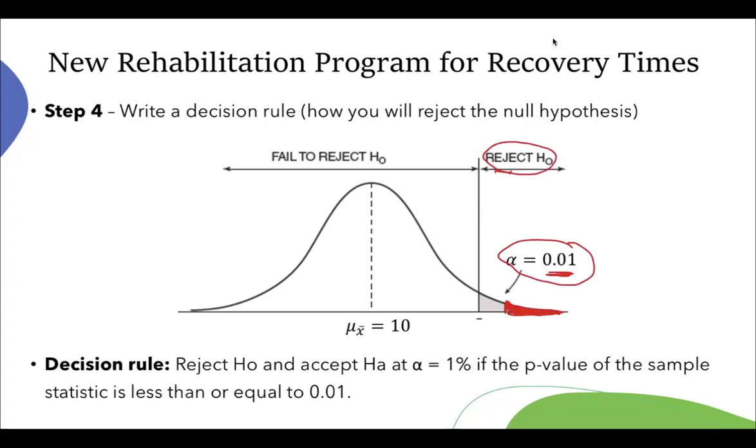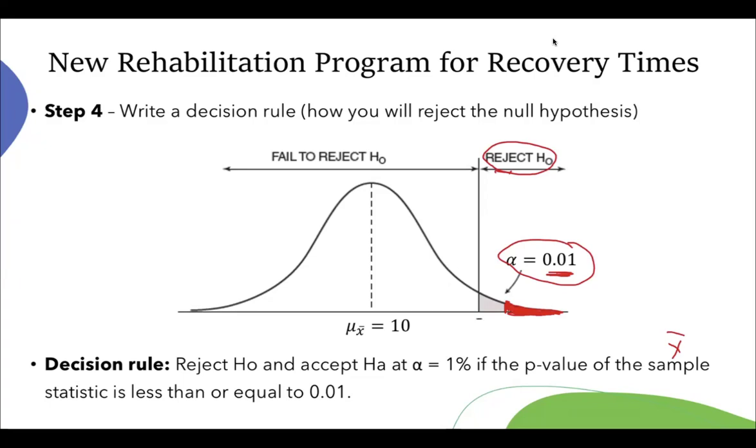So let's write how we will reject the null hypothesis. Reject H0 and accept HA at alpha equal 1% if the p-value of the sample statistic, which is x bar, is less than or equal to 0.01. So we'll go to the calculator, calculate our p-value, compare it to alpha, and then make our conclusion. So next, let's go to the calculator and figure out what the p-value is.